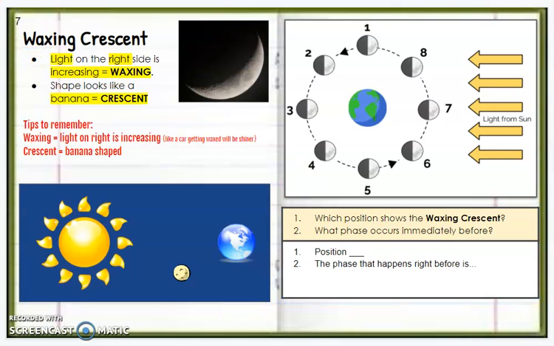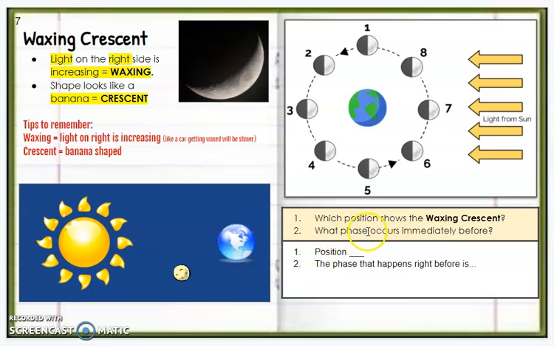Next we have waxing crescent. So now that we're starting to see the phases, you're going to focus on the light. Focus on only the lighted part, the illuminated part. So in the waxing crescent, the light is on the right side and it's increasing. So the word waxing means the light is increasing. And the shape looks like a banana. So that's what we say, it's a crescent. So waxing, light on right is increasing. And the crescent is a banana shape. Okay? So what's happened is the moon has traveled counterclockwise, and so now it's in about this position.